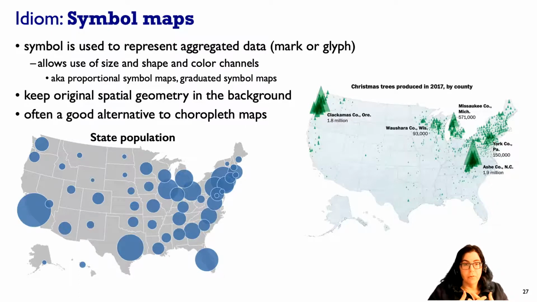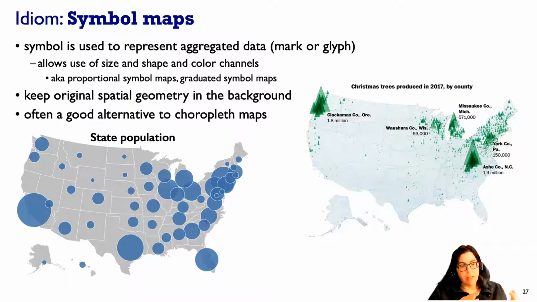And that symbol, what is it? Well, it could be a mark or a glyph. On this page, we're looking at marks. And so what's nice about this is we can use these other channels, right? Not only can we use color like we use for choropleth, but we can use size and shape because we have one mark per region. Sometimes these are called proportional symbol maps or graduated symbol maps. We're just going to call them symbol maps for short today.